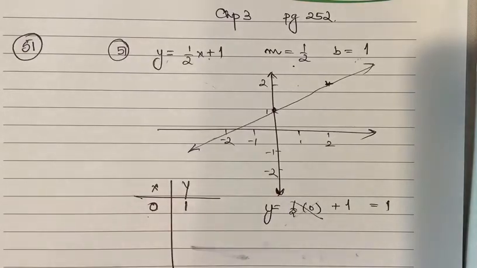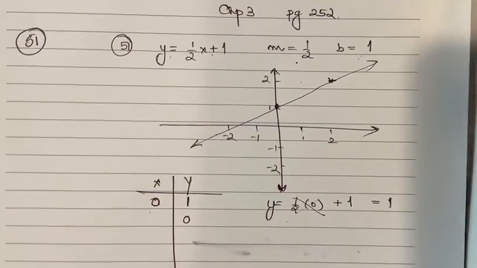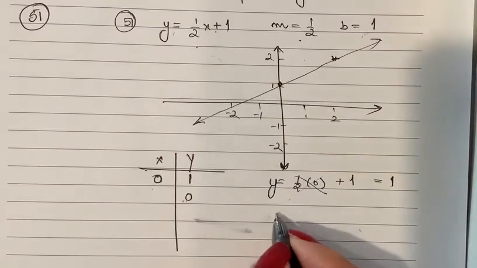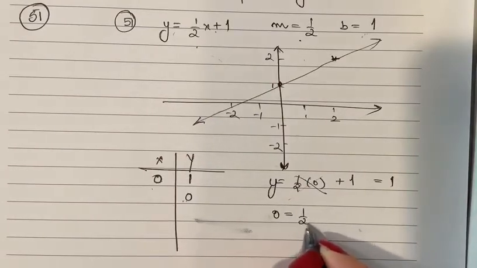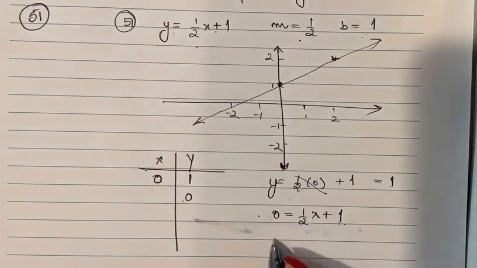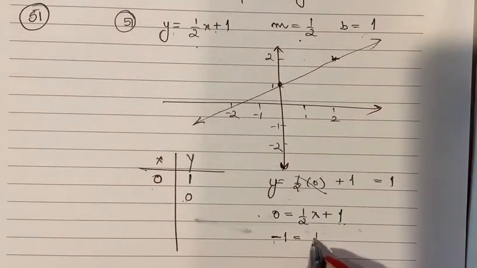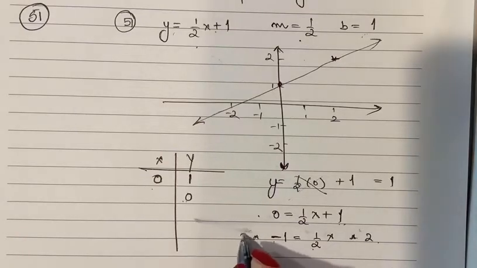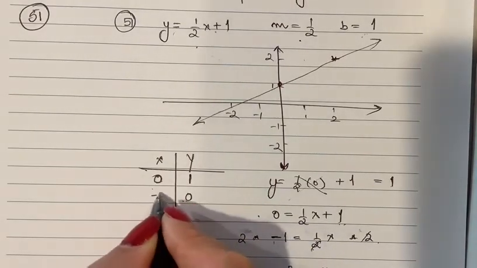Now you need another point. I like using 0, so I'm going to put y equals to 0 over here and plug the value of 0 back into this equation, which gives us 0 equals to half x plus 1. Transfer your 1 on this side, which gives you -1 equals to half x. In order to get rid of the 2 from the denominator, you multiply 2 on both the sides, which ends up you're getting as -2 equals to x. Therefore, you get x as -2.